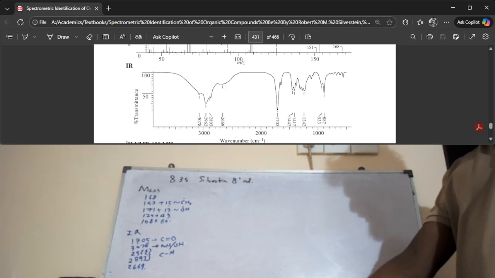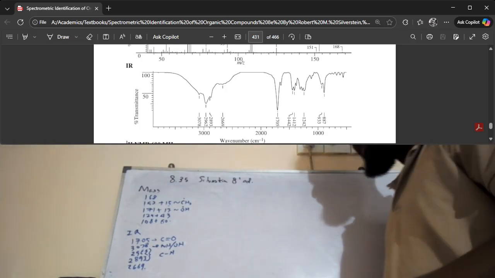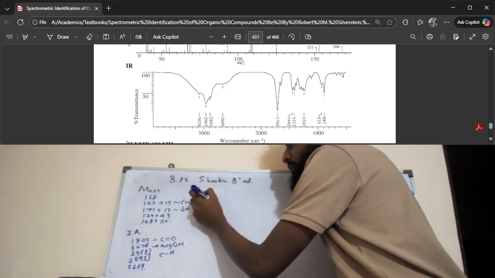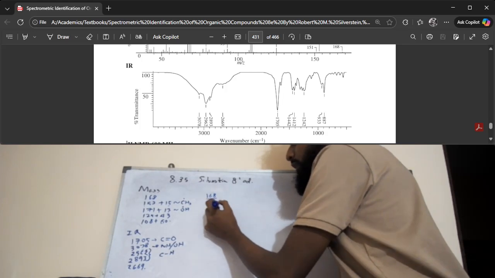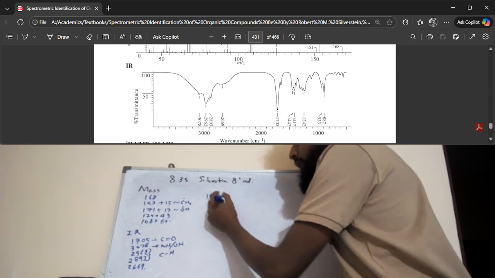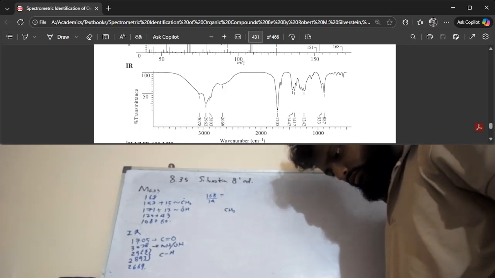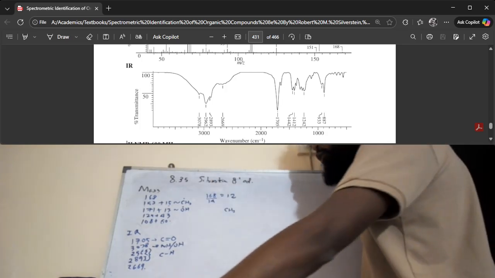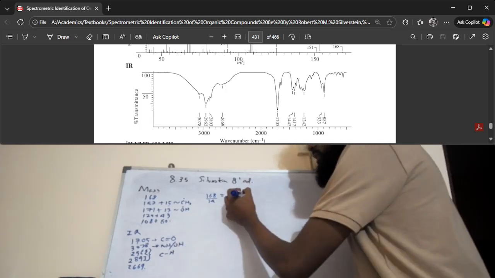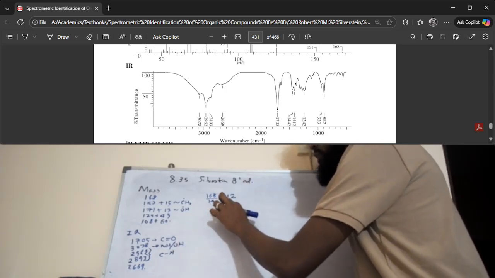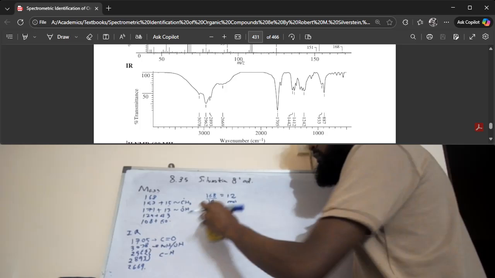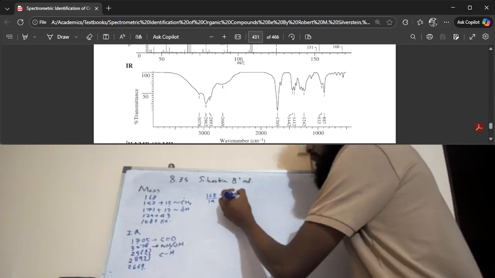There's another piece of information that I extract from the mass spectrum. If you divide 168 by 14, why 14? 14 is the mass of CH2. 168 divided by 14, we get exactly 12. That is a coincidence; we don't always get an exact number. What this means is there are 12 CH2 units, or 12 CH2 mass equivalents.